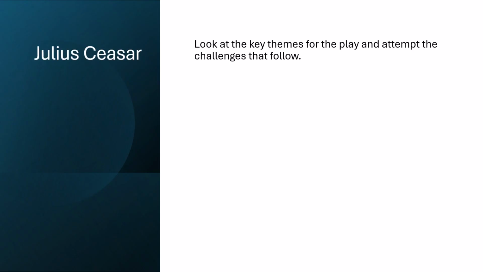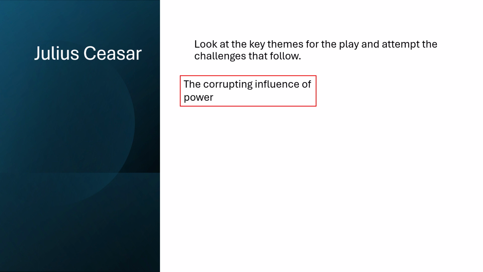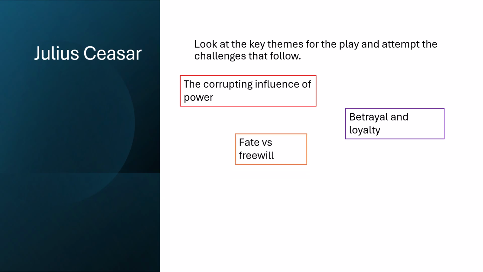Look at the key themes of the play and attempt the challenges that follow. So in this video we're only going to be taking a look at 3 key themes within the play, and we'll look at more as the lessons progress throughout the next few weeks. So today specifically we're going to focus on the corrupting influence of power, betrayal and loyalty, and fate versus free will.